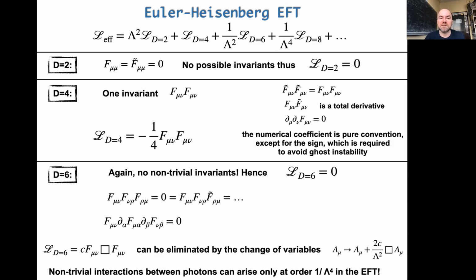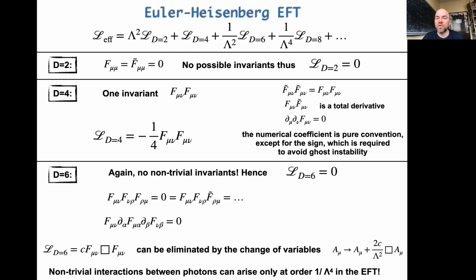So this is the only non-trivial invariant that we can write at dimension 4 with the available tools. That is, we only use the field strength of the photon. So maybe you could protest that there are other ways you could do it.